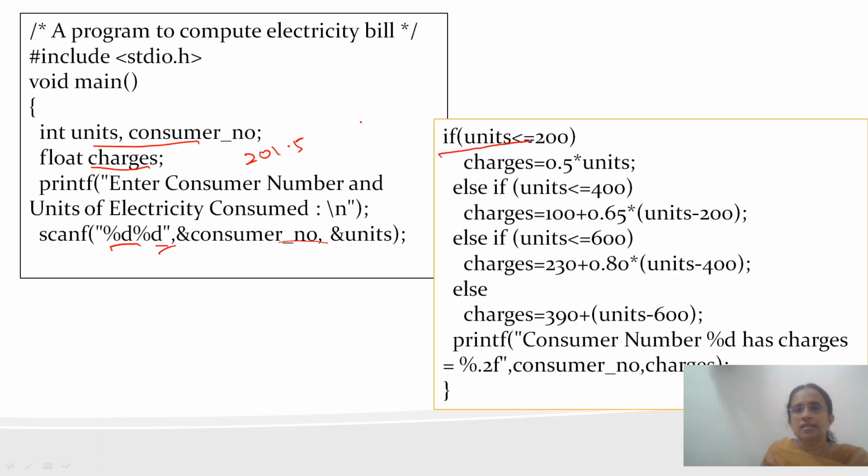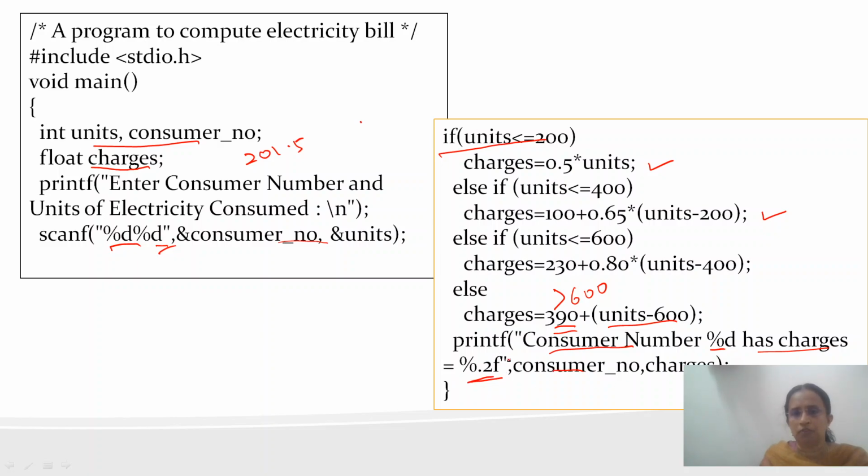Okay, if units is less than or equal to 200, charges is 0.5 into units. If it is less than or equal to 400, it is 100 plus 0.65 into units minus 200. Similarly, if it is less than or equal to 600, the charges will be 230 plus 0.80 into units minus 400. Otherwise, if the units are greater than 600, it will be 390 plus units minus 600. And we are printing: consumer number %d has charges equal to %0.2f, with consumer number and charges.